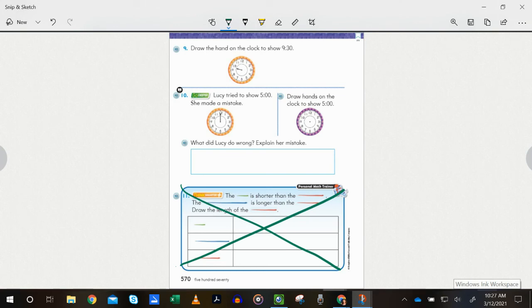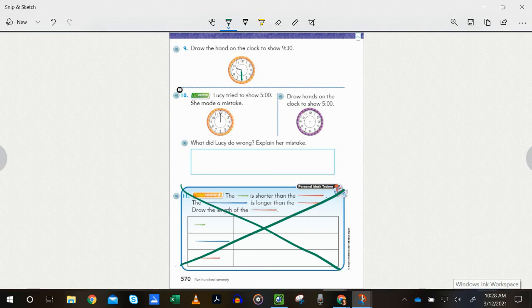Pause the video to give yourself enough time to finish. And when you're ready, switch to your crayon. And let's go back to number 9. Number 9 says draw the hand on the clock to show 9:30. We already have the hour hand showing between 9 and 10. What we need is the minute hand to show 30. That would go straight down to the 6, because when the minute hand has moved from the 12 to the 6, it has moved 30 minutes, or half of the clock, half of an hour.